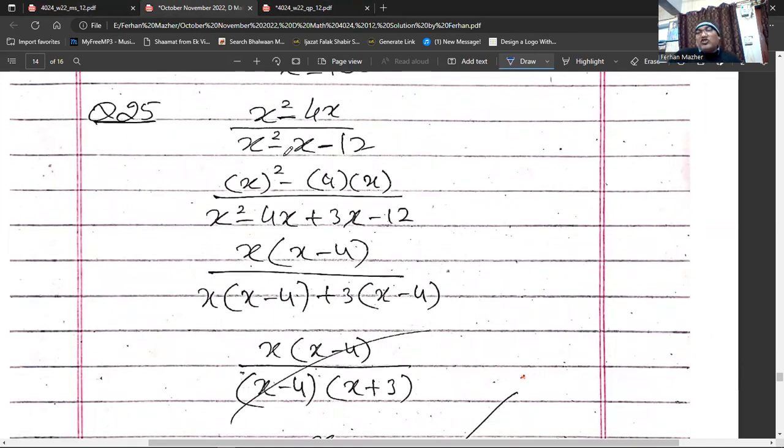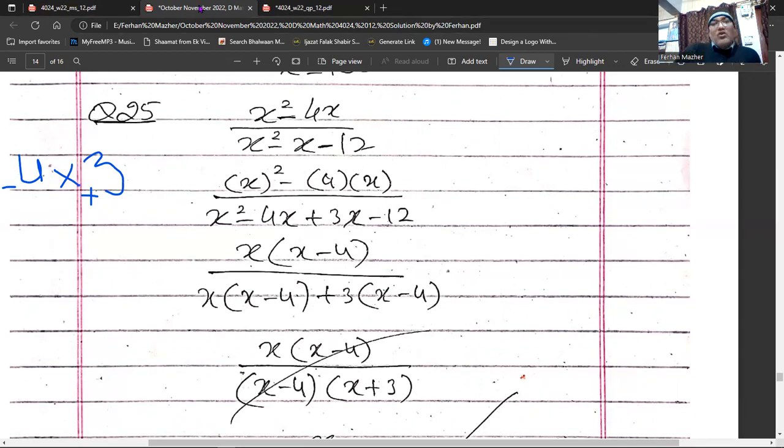Here in the denominator, I will do the middle term breaking. You see, multiplying the extreme terms, you get 12. So if I multiply 4 and 3, I will get 12, and by subtracting I should get minus 1. So this should be minus and this should be positive. When you subtract them, you get minus 1.